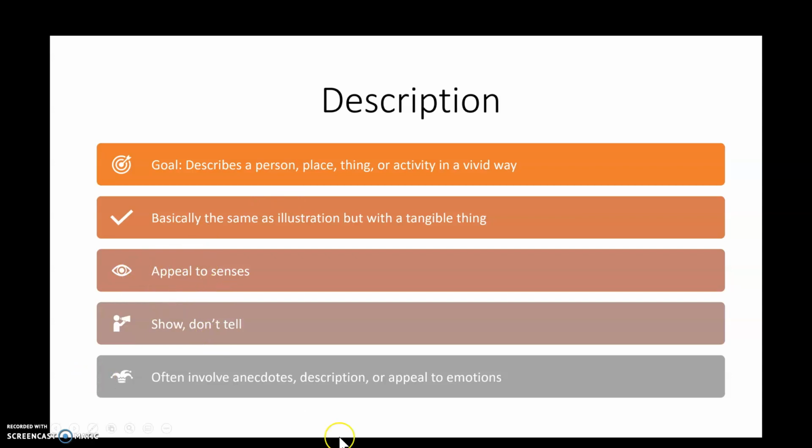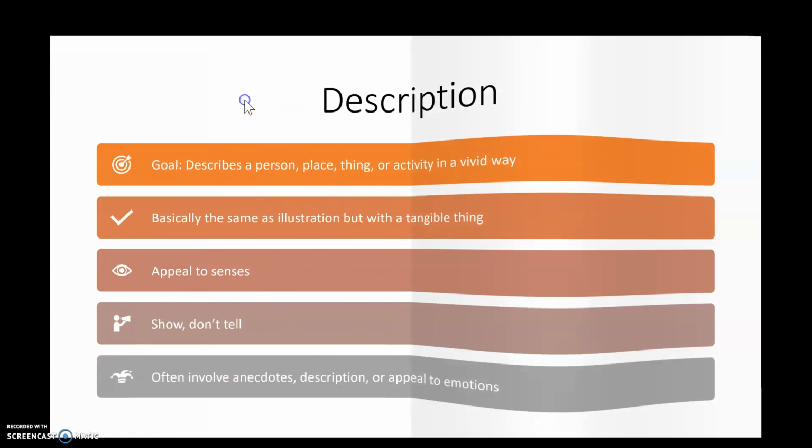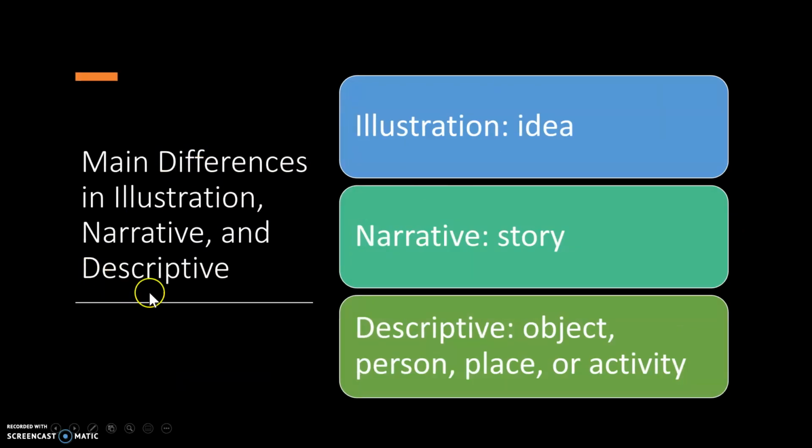Now, you might have noticed that the structure on all three of these types of paragraphs is the same. The paragraphs are very similar. The main difference is in the goal. So in an illustration, it's an idea. In a narrative, it's a story. In a descriptive, it's an object, person, place, or activity. Otherwise, the paragraph structure is pretty much identical. The techniques you use for these three are pretty much identical. Just the difference is in what's being described.